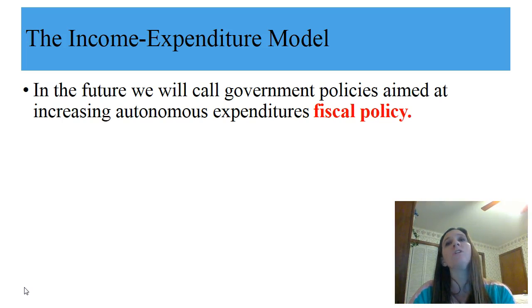So whenever we change our autonomous spending here, this is where I said the government just is going to do something and put money into the economy. However, what we are going to officially call this is when the government enacts these policies trying to get people to spend money, we're going to call this fiscal policy, and we'll have a whole chapter on that.